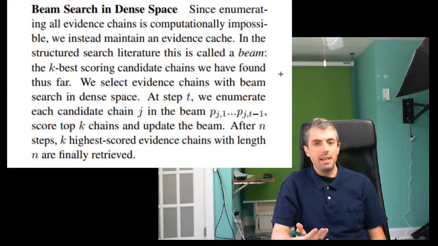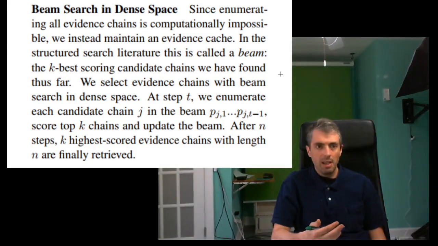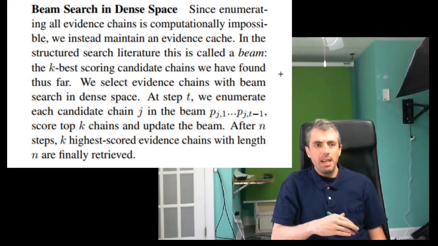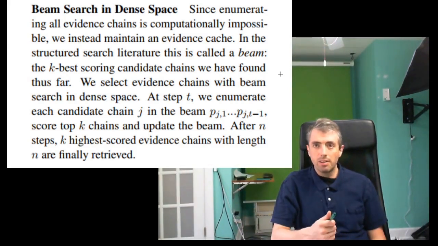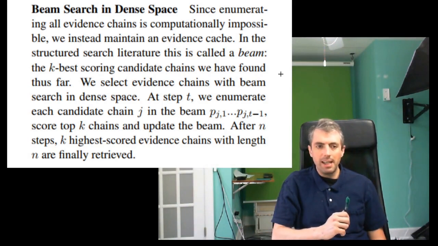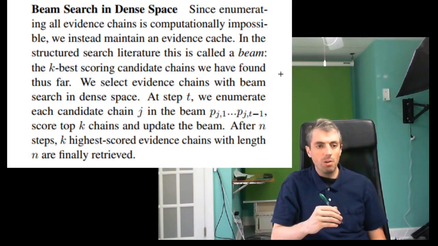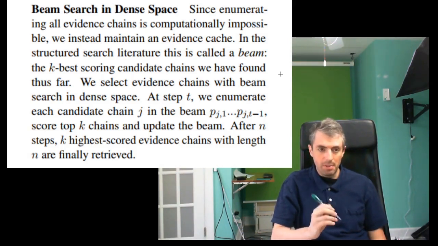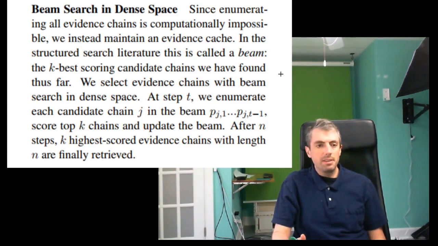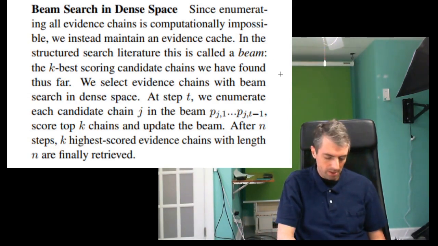Beam search in dense space. Since enumerating all evidence chains is computationally impossible, we instead maintain an evidence cache. In the structured search literature, this is called a beam: the k-best scoring candidate chains we have found thus far. We select evidence chains with beam search in dense space. At step T, we enumerate each candidate chain j in the beam, pj of 1 up to pj of t-1, score the top k chains, and update the beam. After n steps, the k highest scored evidence chains with length n are finally retrieved.